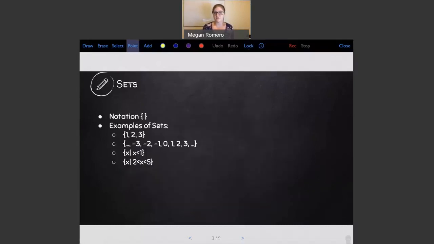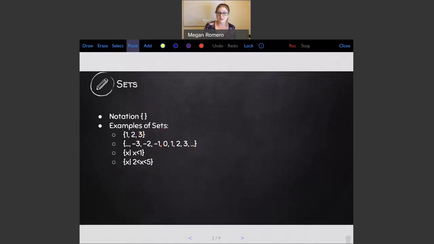First off, some information about sets. The notation is denoted by these two braces. Some examples of sets in the first bullet point. The set could have a finite number of elements, such as 1, 2, 3. There's only 3 elements in that set. There could be an infinite number of elements. The set in the second bullet point is our integers, our positive and negative whole numbers. And we know that it goes on forever, denoted by the dot, dot, dots.